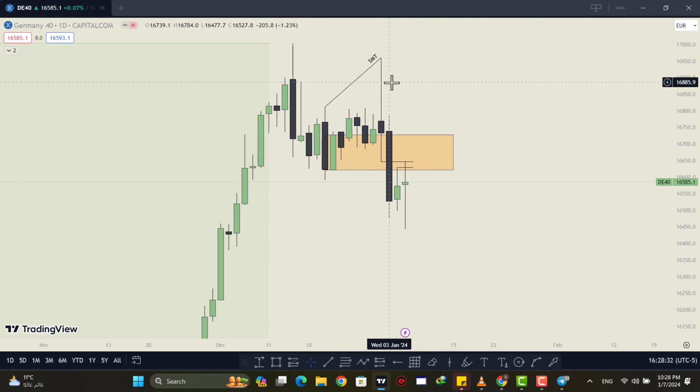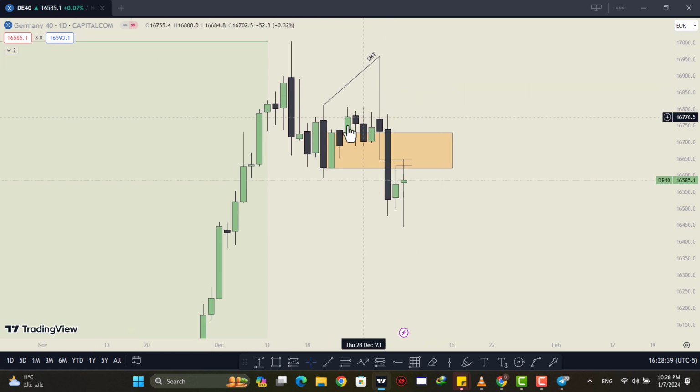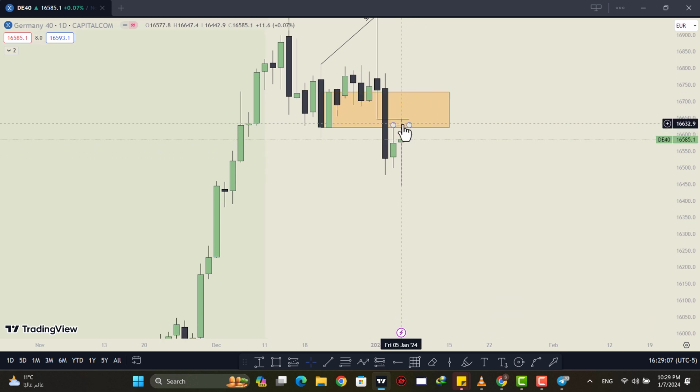On the daily, we have an SMT divergence right here between the UK 100 and Germany 40, right? And this is the breaker block, or this one right here. This one is a refinement on the 4 hour. You will see it next. But we took liquidity from here, and then we have a break in the market structure. We left a fair value gap behind. So this is a unicorn model, the breaker block plus the fair value gap. We retrace to it, and now I'm interested in taking sells, right?